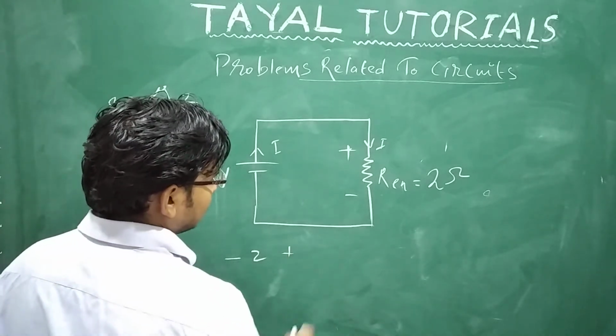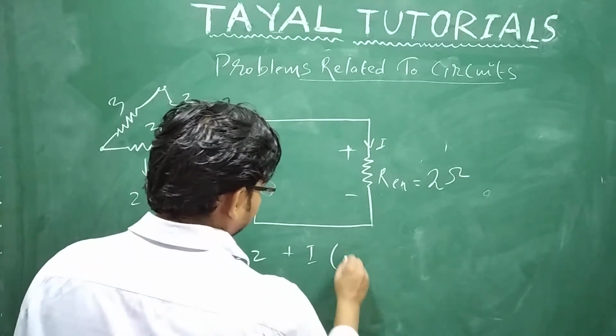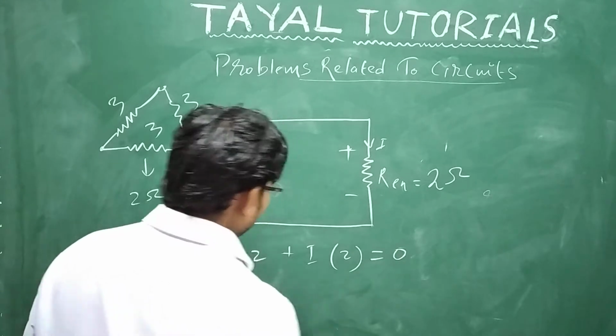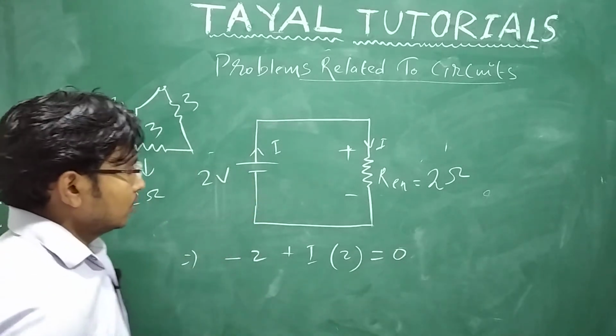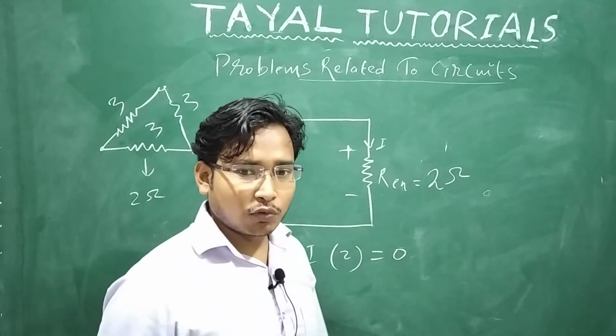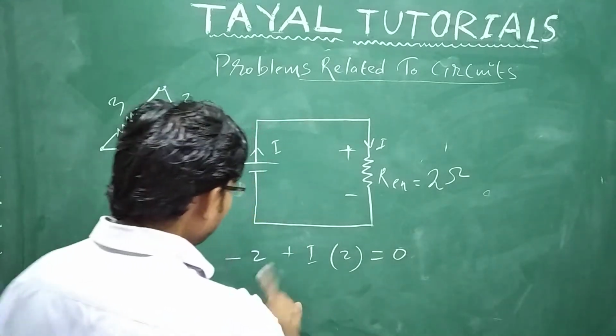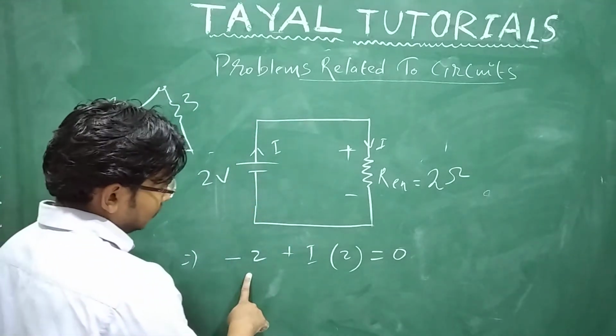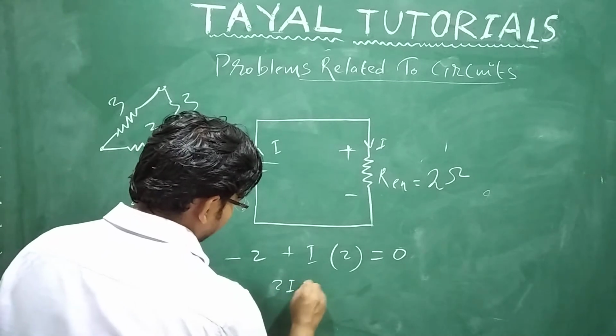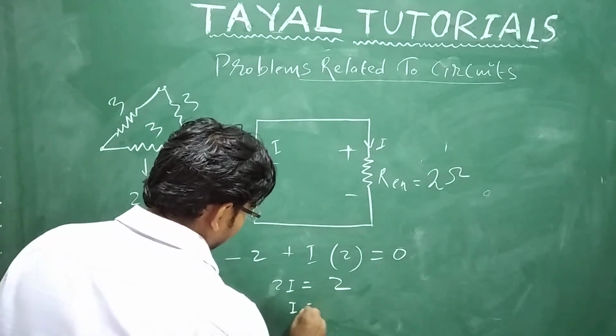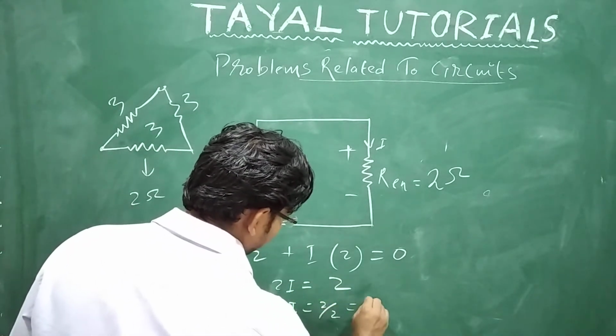Drop as positive means 2I into 2 is equal to 0, because in a loop KVL states that the algebraic sum of the voltage is equal to 0. So 2I minus 2 is equal to 0. So 2I is equal to 2. So I is equal to 2/2, that will result into 1 ampere.